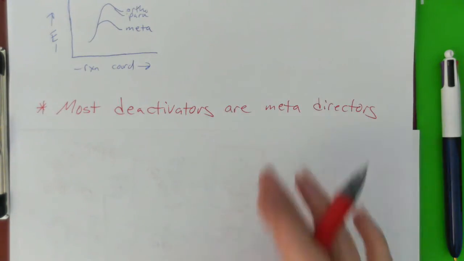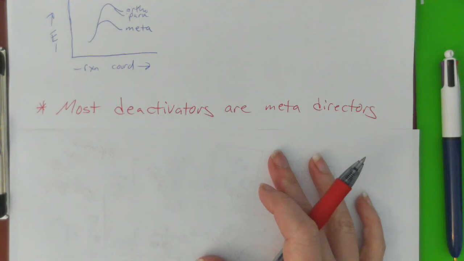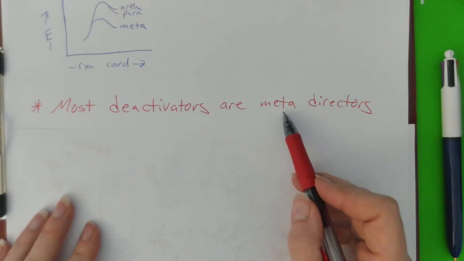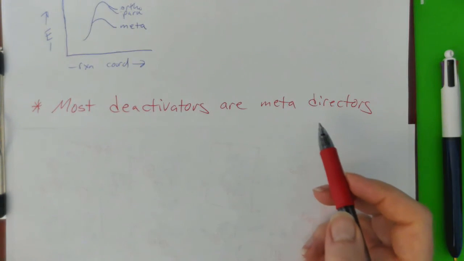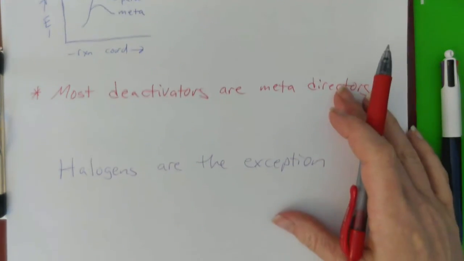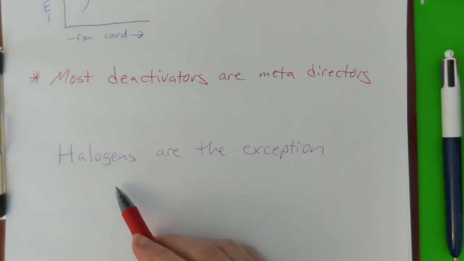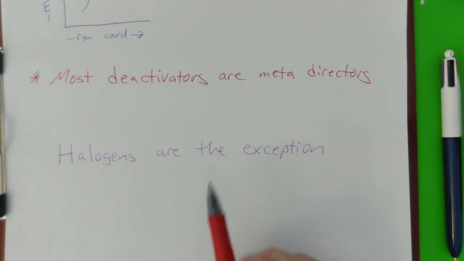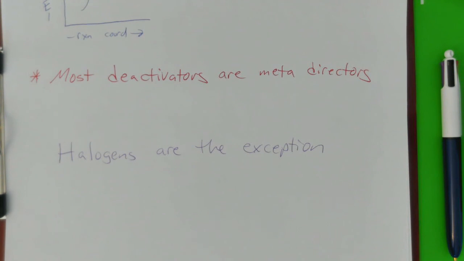But it's the comparison of meta to these two that I want you to pay attention to. And then something that'll be really useful for you to kind of start burning into your brain is that most deactivators are meta directors. And the only exception that you have to know to this is that halogens are the exception. So we'll pick up with halogens in the next video.